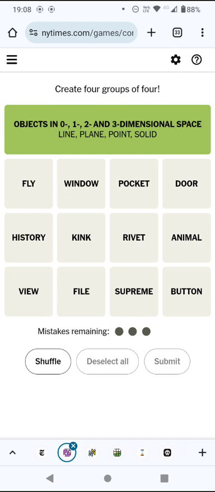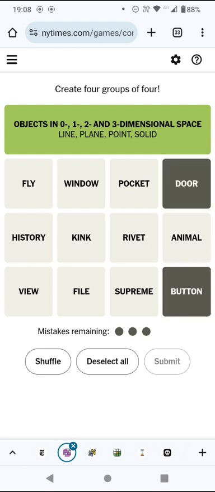There's the history channel. Is there an animal channel? I don't think there's 2 other channels either. Oh, I don't know. I suppose you could have a button on your pocket, but that doesn't really help. What about supreme? Supreme ruler. Nail file? I don't think nail pocket or nail window is a thing.